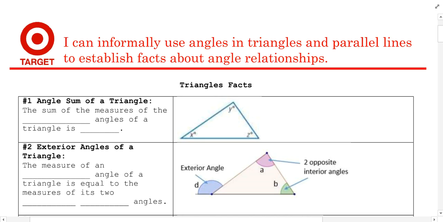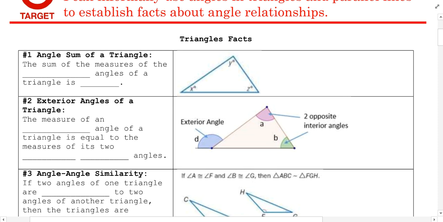So our first triangle fact is one that you've definitely used before, and it's called the angle sum of a triangle. What the angle sum of a triangle states is the sum of the measures of the interior angles of a triangle is 180 degrees. So in basic terms, if you add up all three angles inside a triangle, they do equal 180 degrees.